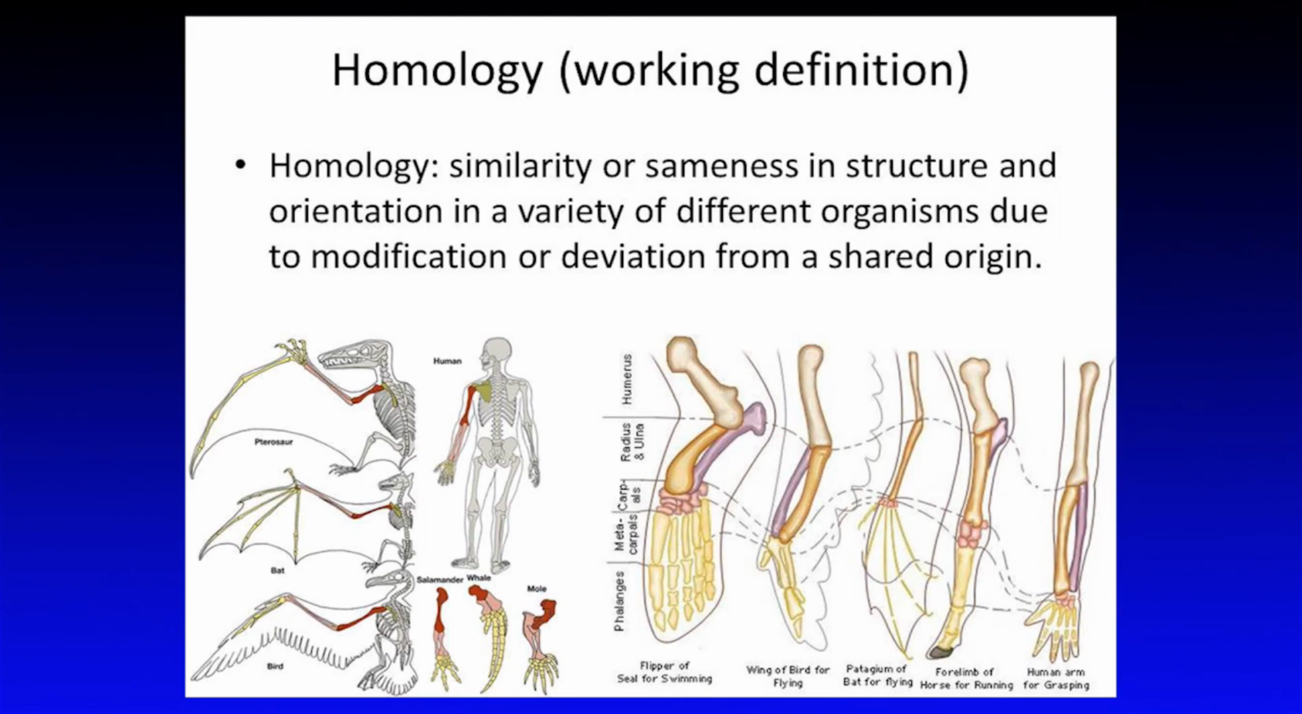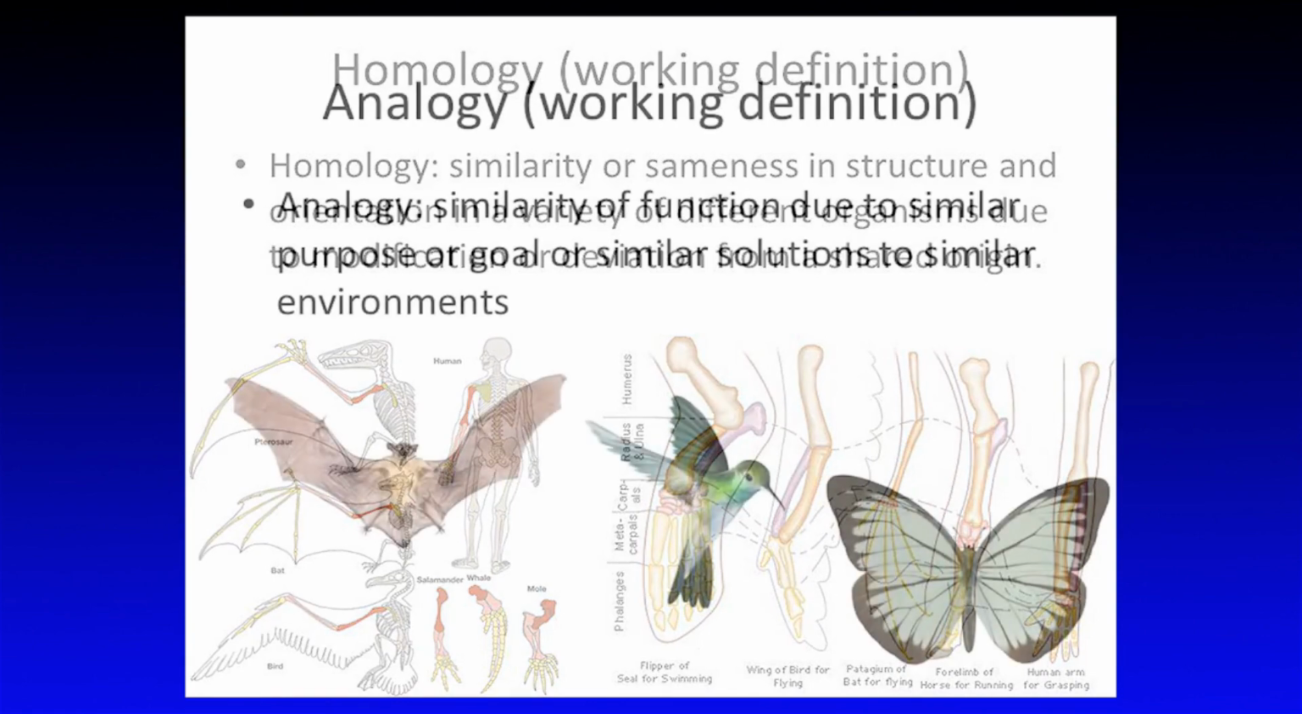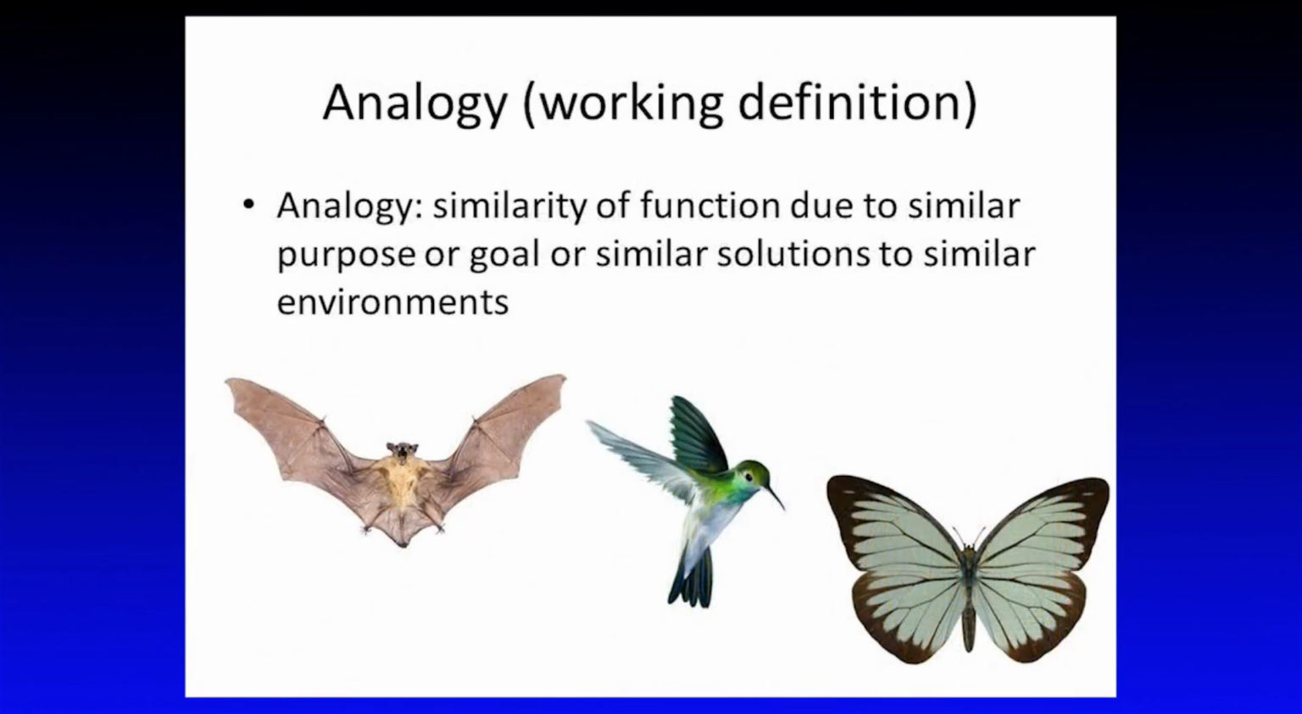So, homology. Homology tends to be understood as a similarity or sameness of structure and orientation in a wide variety of different organisms due to modification or deviation from a shared origin. So my arm, a whale's pectoral fin, the wing of a bat, or the forelimb of a horse. Analogy, on the other hand, can be understood as similarity of function due to similar purpose or goal or similar solution to similar environments, such as a butterfly's wing, a hummingbird wing, or a bat wing.